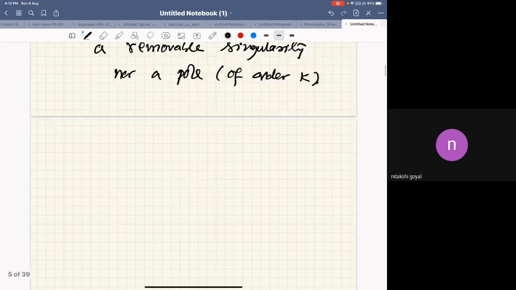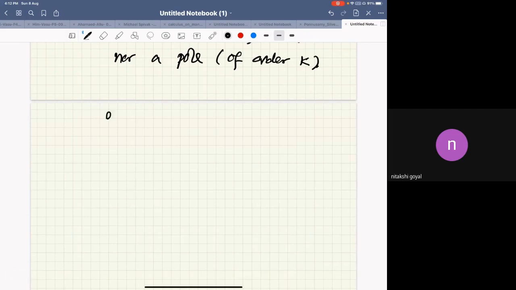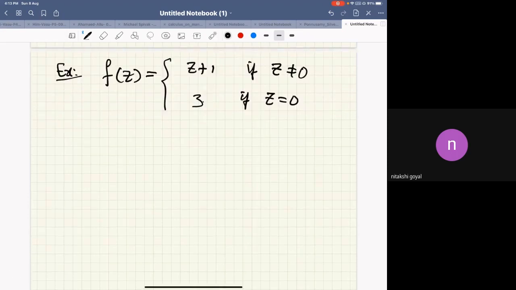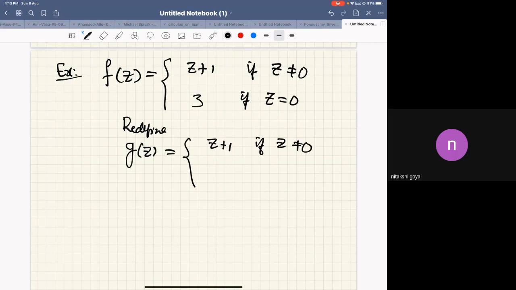If we take an example, f of z equals z plus 1 if z not equal to 0, and 3 if z equals 0. Clearly this function is not continuous. But if I define f of 0 equals 2, then the limit exists. So by redefining the function as z plus 1 if z not equal to 0 and 2 if z equals 0, z equals 0 is a removable singularity.